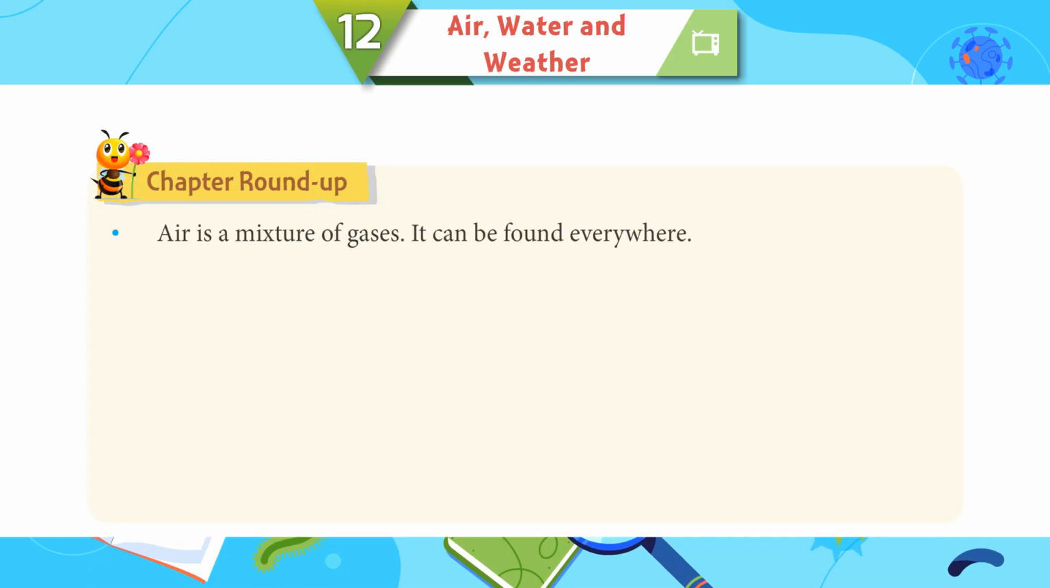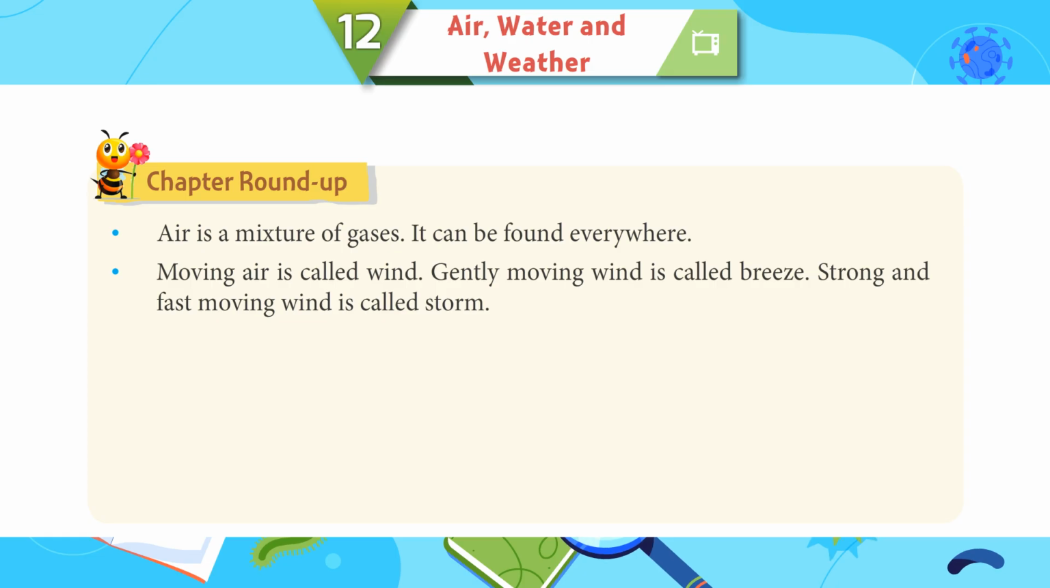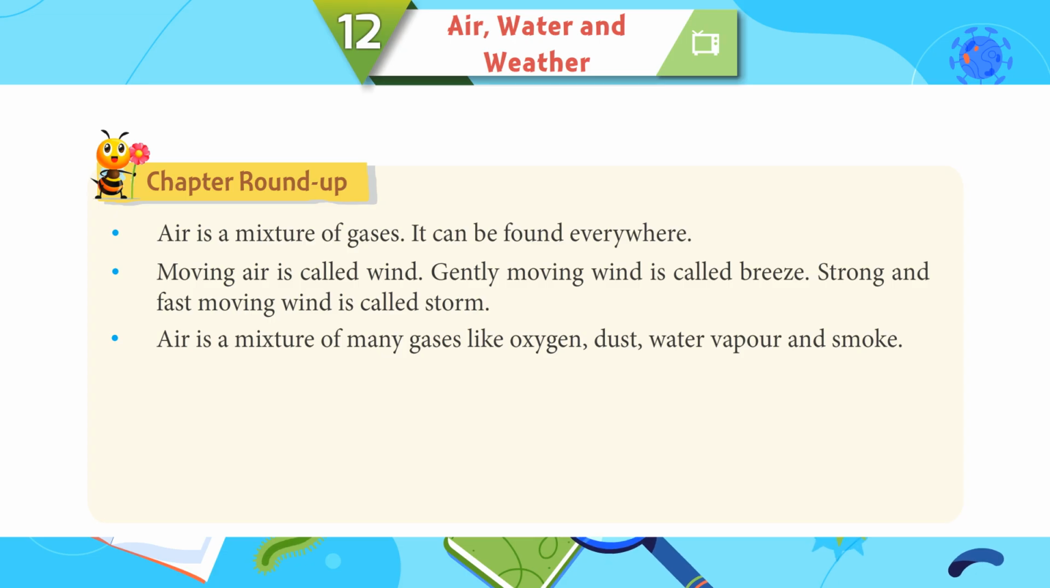Chapter Roundup. Air is a mixture of gases. It cannot be found everywhere. Moving air is called wind. Gently moving wind is called breeze. Strong and fast moving wind is called storm. Air is a mixture of many gases like oxygen, dust, water vapor, and smoke.